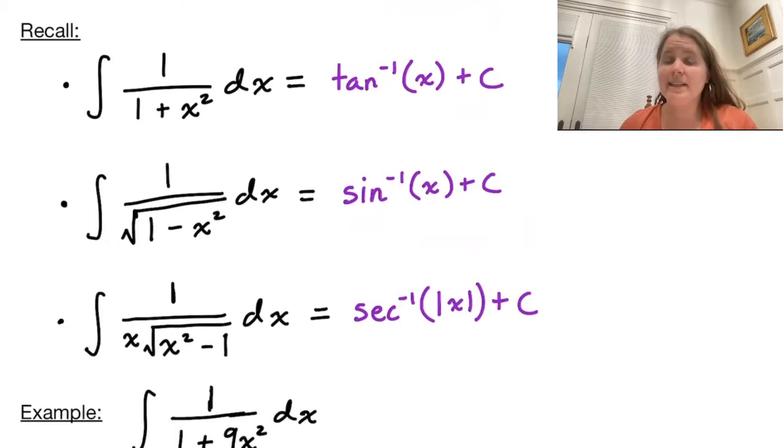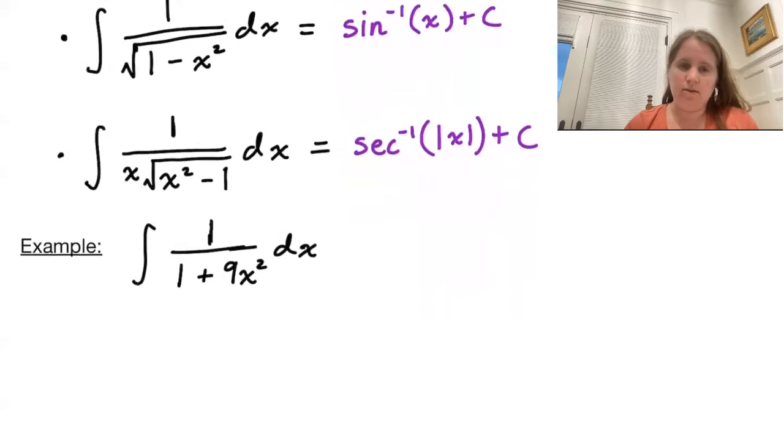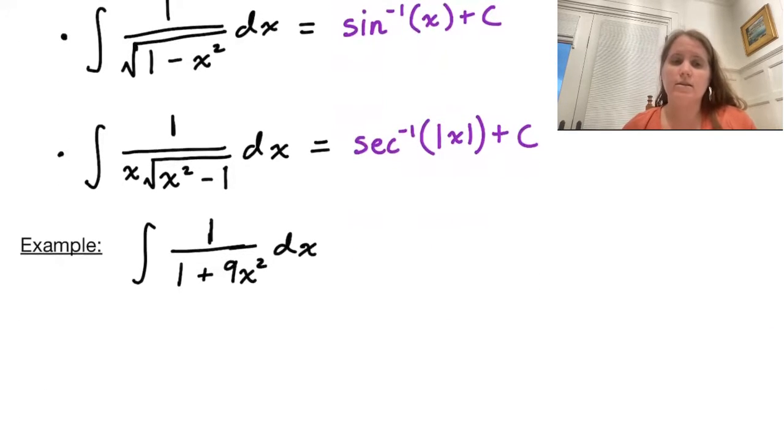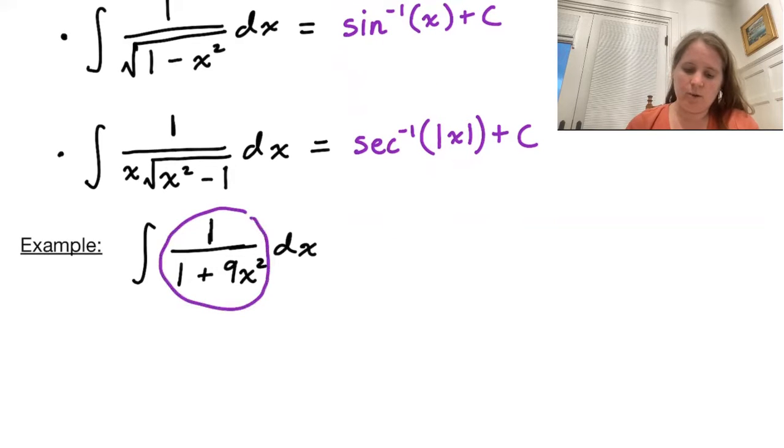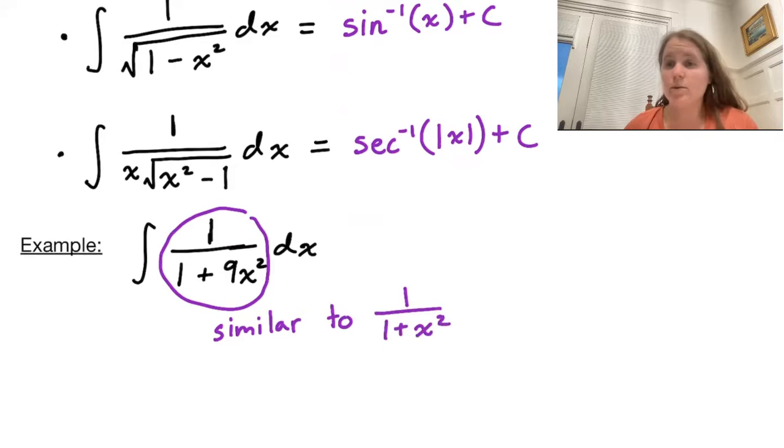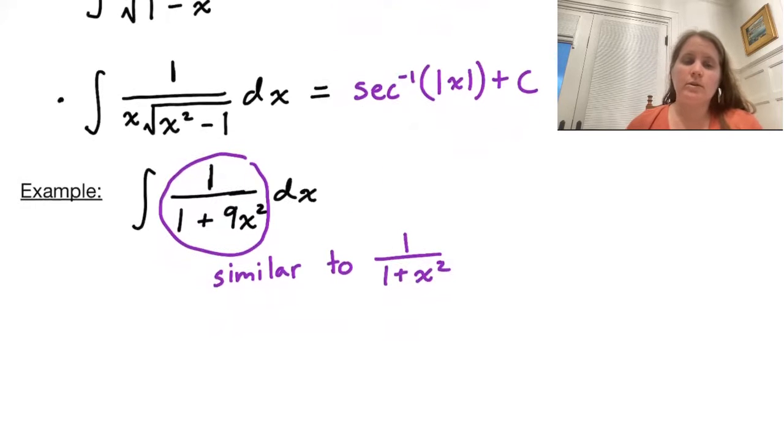So these are three key inverse trig related integrals to keep in mind and watch out for when we are doing integration. For an example, let's consider the integral of 1 over 1 plus 9x squared dx. This looks similar to 1 over 1 plus x squared, which we knew what to do with. So what we're going to do is force this into that format of something squared.